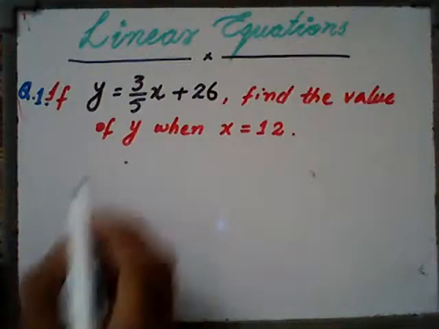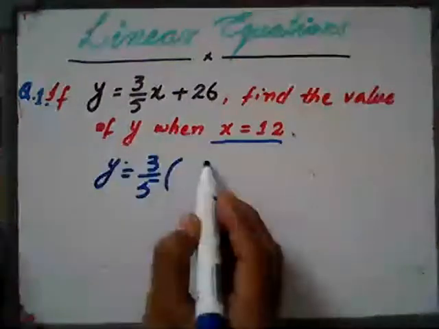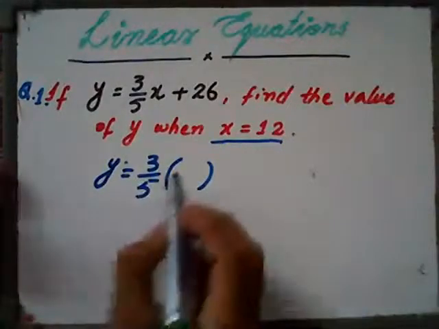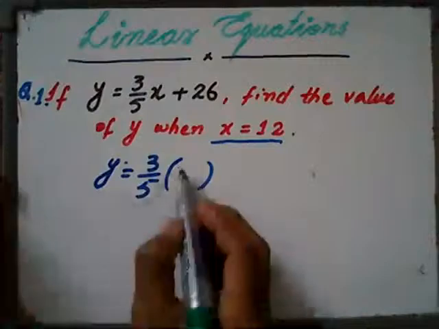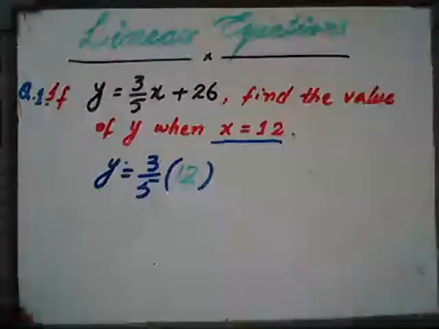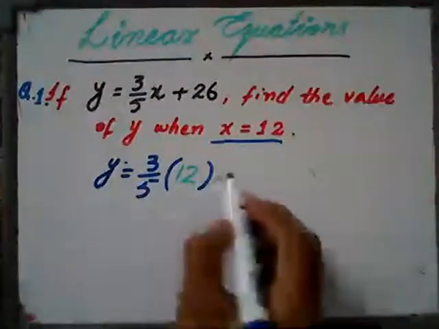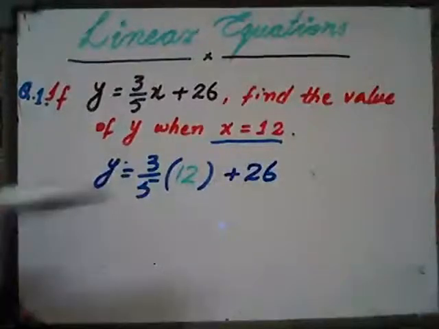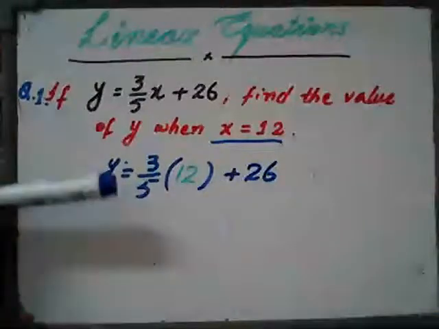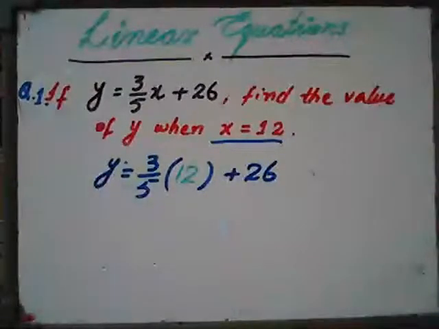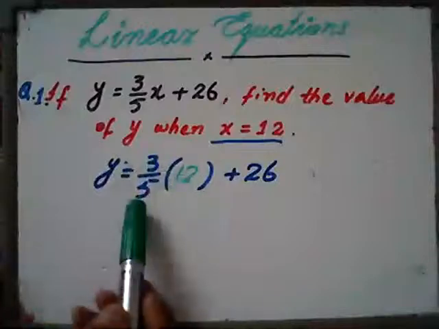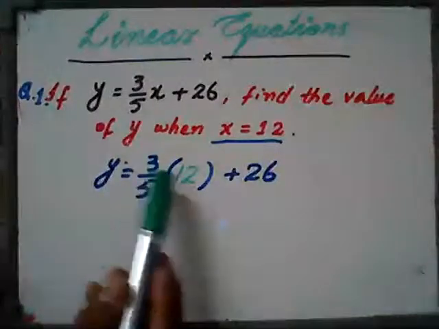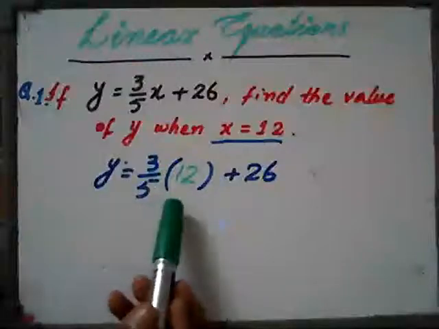Let's see now. The equation is the same. y equals 3 over 5, bracket, and in the bracket we'll be putting the value of x, which is 12. Now we are putting the value of 12 here, and then plus 26 is the same. Now we know that the bracket means multiply, but there is a concept that some students may consider that 3 will multiply by 12 and 5 will multiply by 12. No, only 3 will multiply 12, 5 will remain the same.